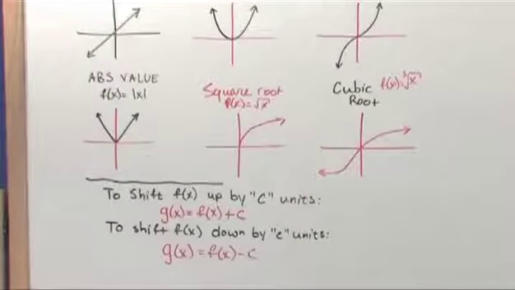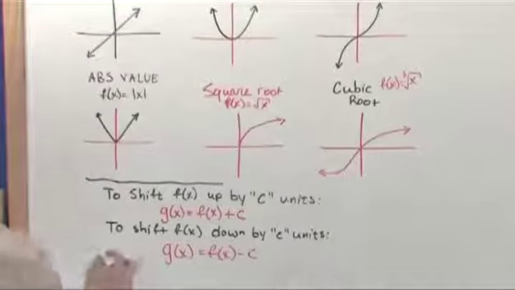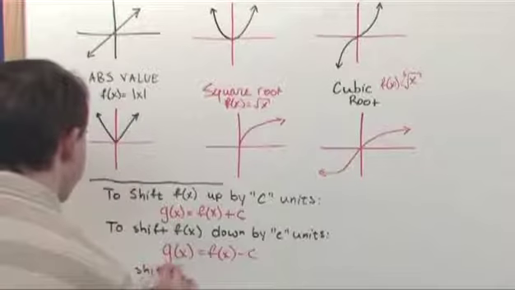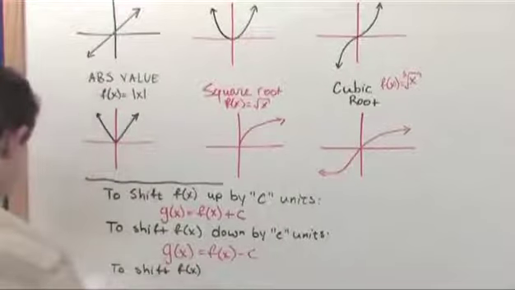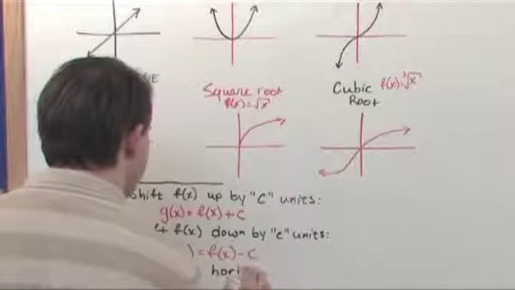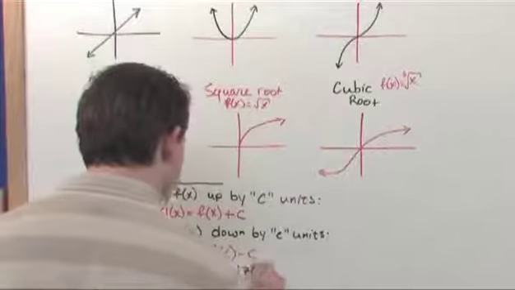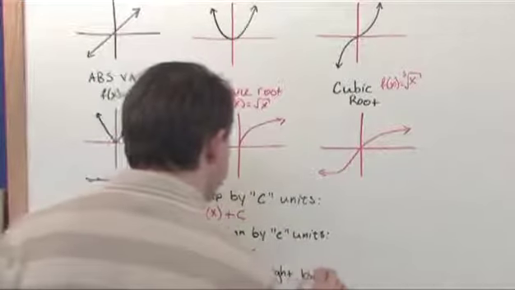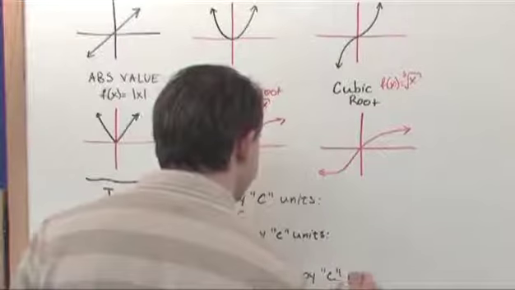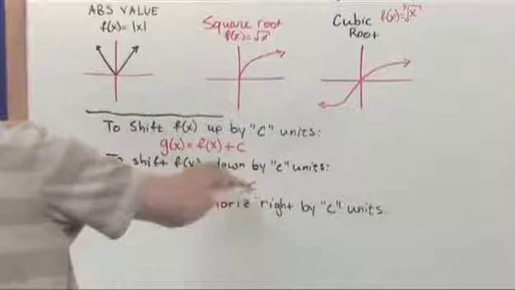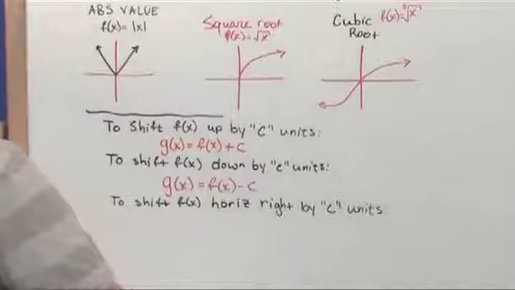Okay? Now the next two are a little bit more tricky, but I think they'll be clear once I explain it. To shift f of x horizontally, that's what the hor means, horizontally, to the right by c units. Okay, what do you do? Well, we know we don't just add it or subtract it to the function, because that makes it go up and down.